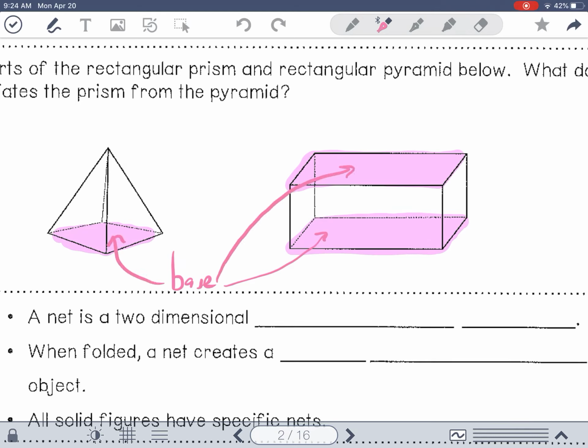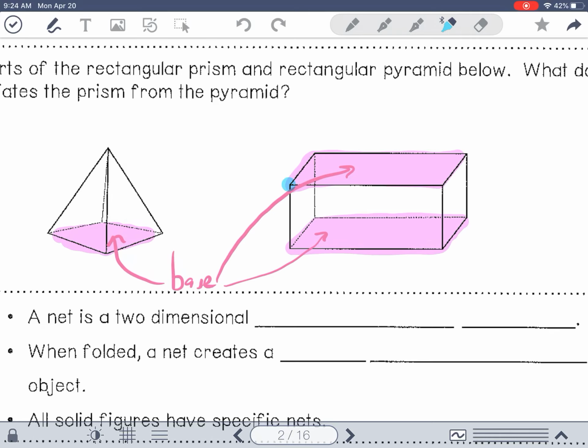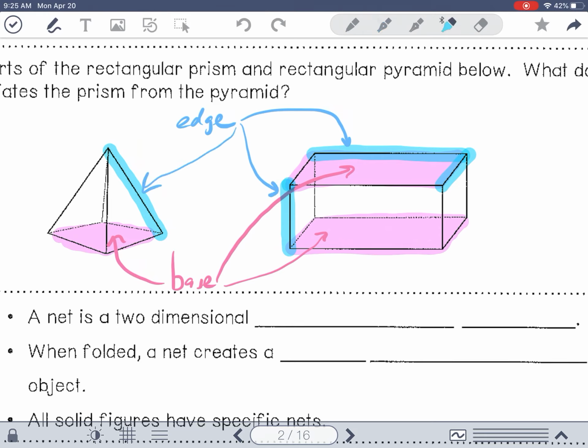I've got this one right here. Base. Then you have these, these are your edges. Those would be edges. Those aren't the only edges. All of the edges for those. There's an edge here. I just want to make sure that you had plenty of examples of edges.